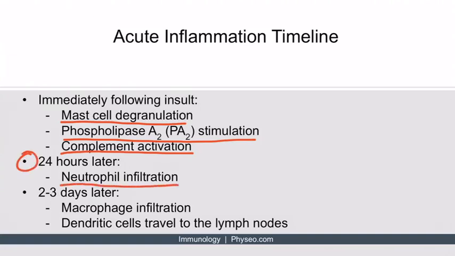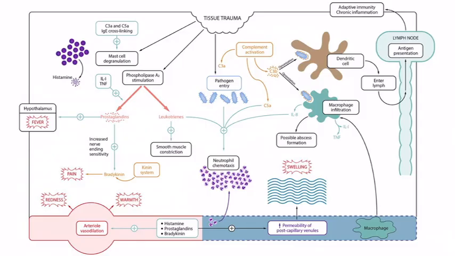Now let's discuss what will happen 2 to 3 days later. This includes macrophage infiltration and dendritic cells traveling to the lymph nodes. So 2 to 3 days later, macrophages will infiltrate the tissue, and they will help mediate inflammation by releasing several things. For example, they can release IL-1 and TNF.